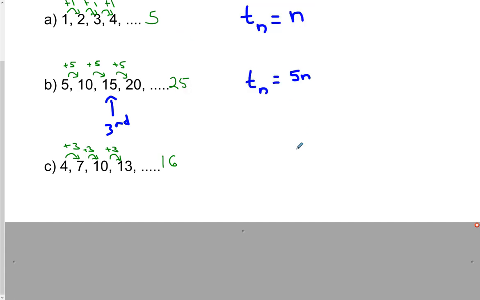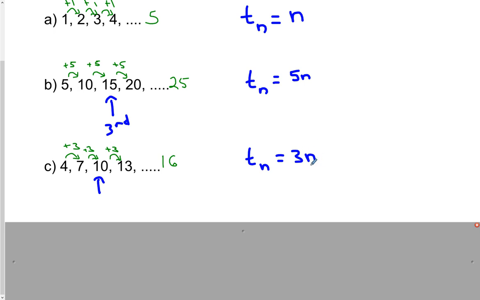And my general term is just going to be, because when it was going up by 5 each time, my general term was 5n. So my general term must be 3n, because it's going up by 3 each time. But there's a catch. If we try and use that on our terms, let's say I'm going to get my third term right here. It's a 10. If I go 3 times 3, that gives me 9, not 10.